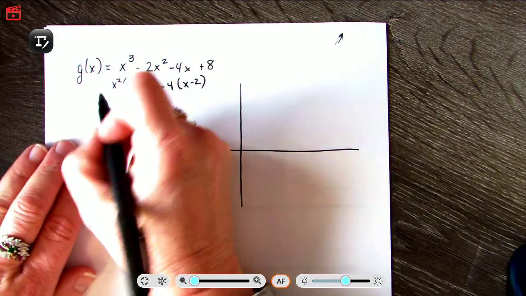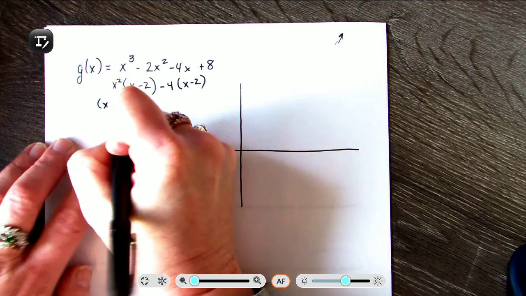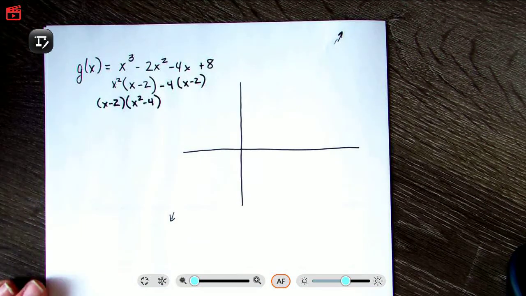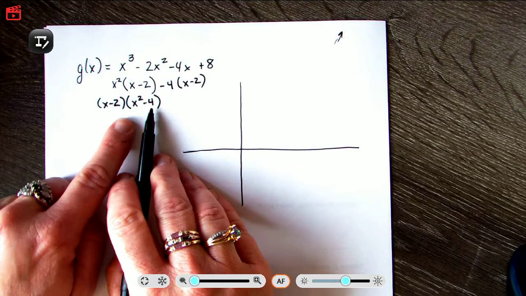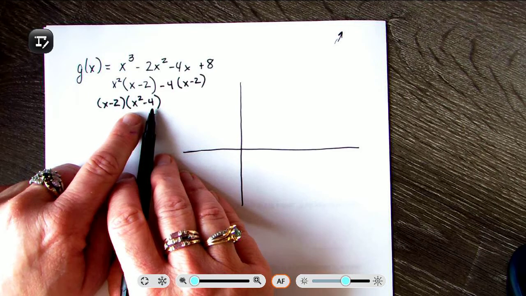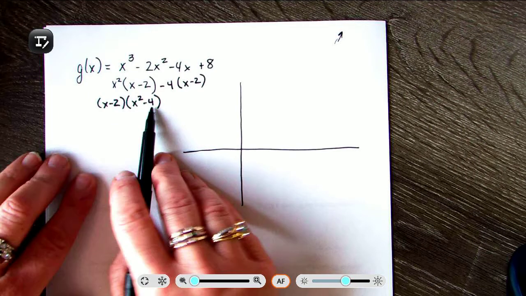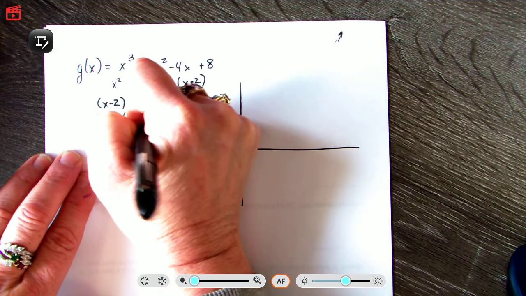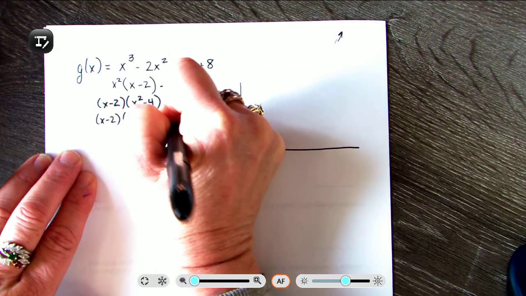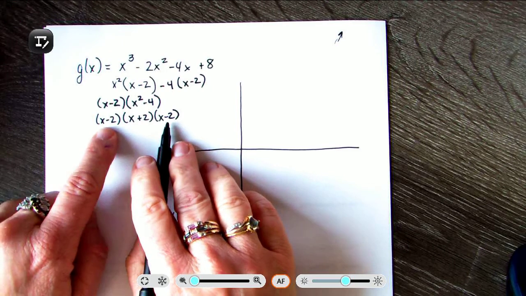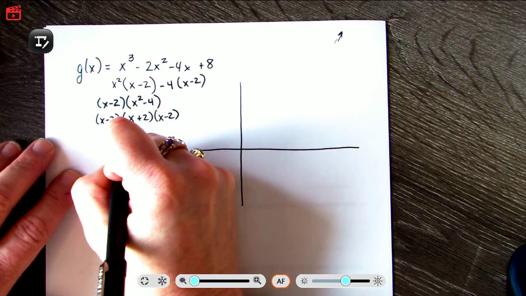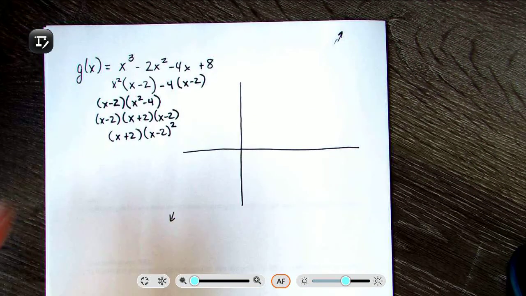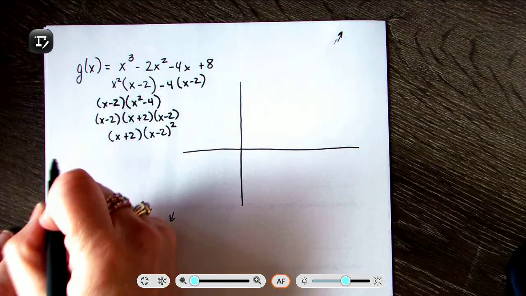Now you can take that x minus 2 out, and I'm left with x squared minus 4. Now, x squared minus 4 factors, it's 2 terms, so that's one of those special cases. That is your difference of squares, which factors as x plus 2 and x minus 2. I'm going to write this because this one showed up twice, as x plus 2 and then x minus 2 squared.